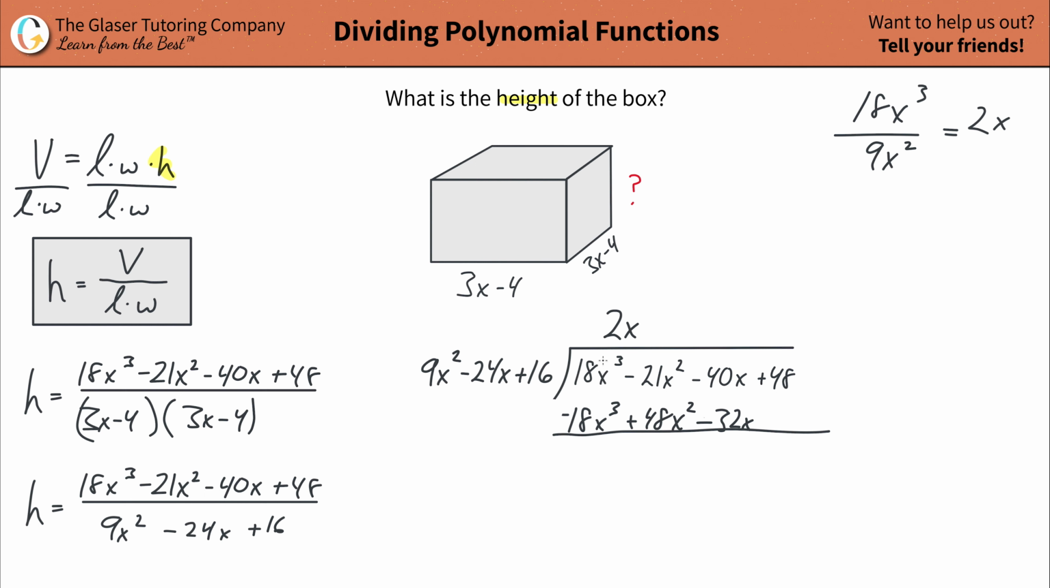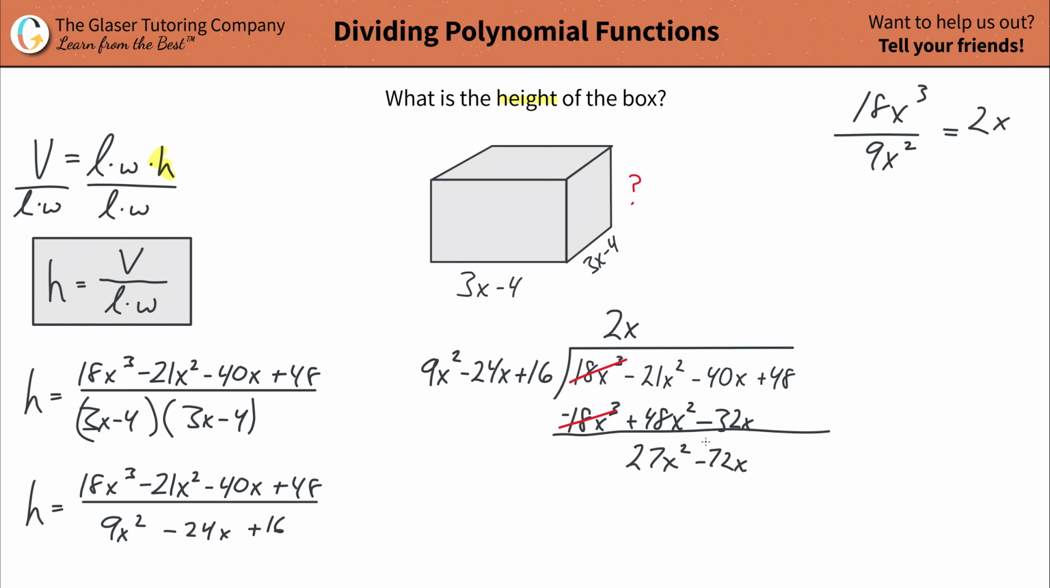Now you're just going to add these together. So basically the 18x cubed minus 18x cubed should just cancel. When you look at this now, you're doing a positive 48, negative 21, right? So that should work out to be a 27x squared. And then here you're going to do addition basically, so that's going to be negative 72x.